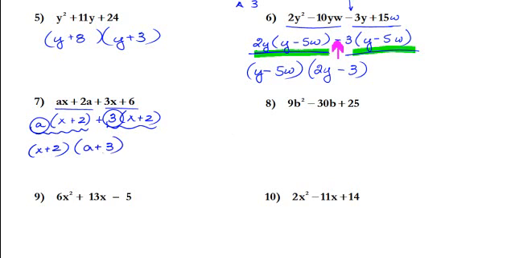All right, the last type of factoring problem that we're going to discuss today are trinomials where the leading coefficient, the value of a, aka the coefficient of x squared, is not 1. These are a little more difficult. They require a little more thought. All right, problem 8.